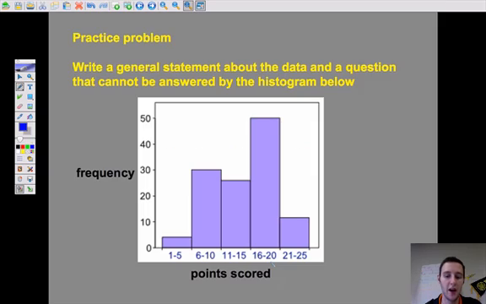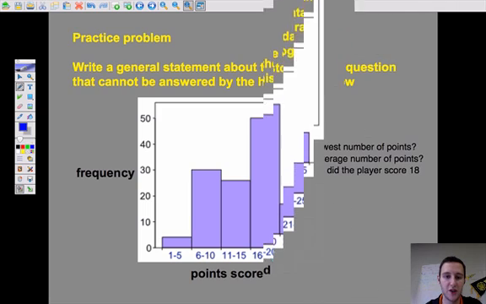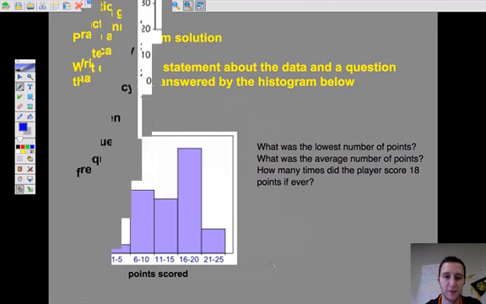Okay. There are going to be 3 practice problems for this section. Here's the first one. It says, write a general statement about the data and write a question that cannot be answered by the histogram below. So go ahead, pause the video, write those 2 things, and then check back for a couple examples.